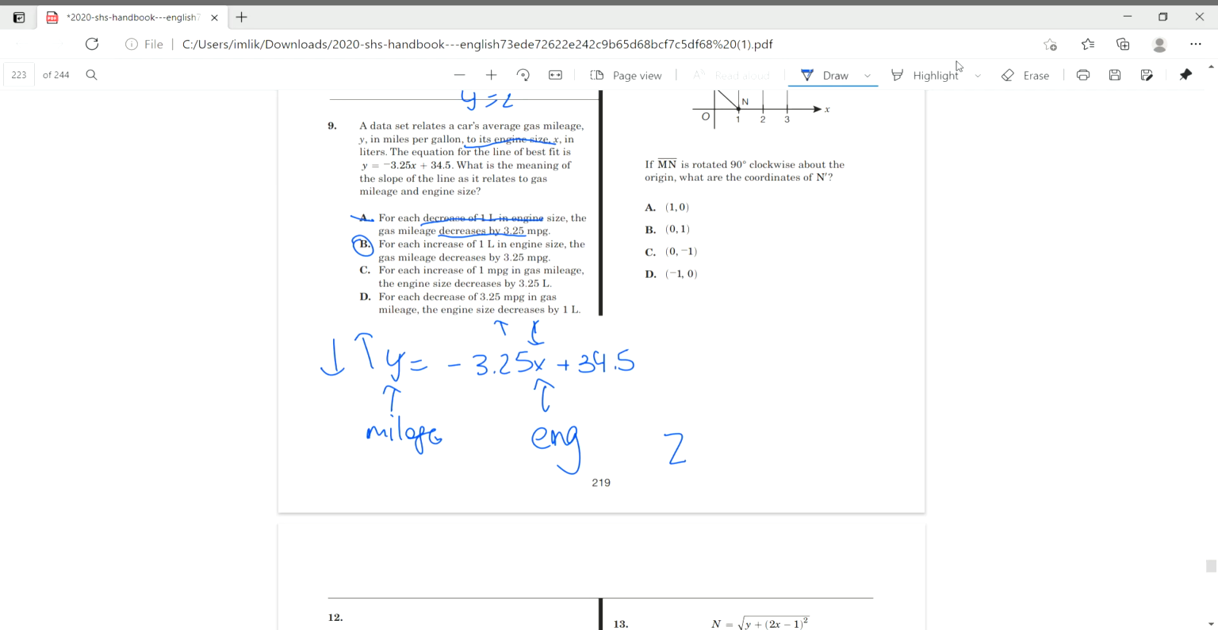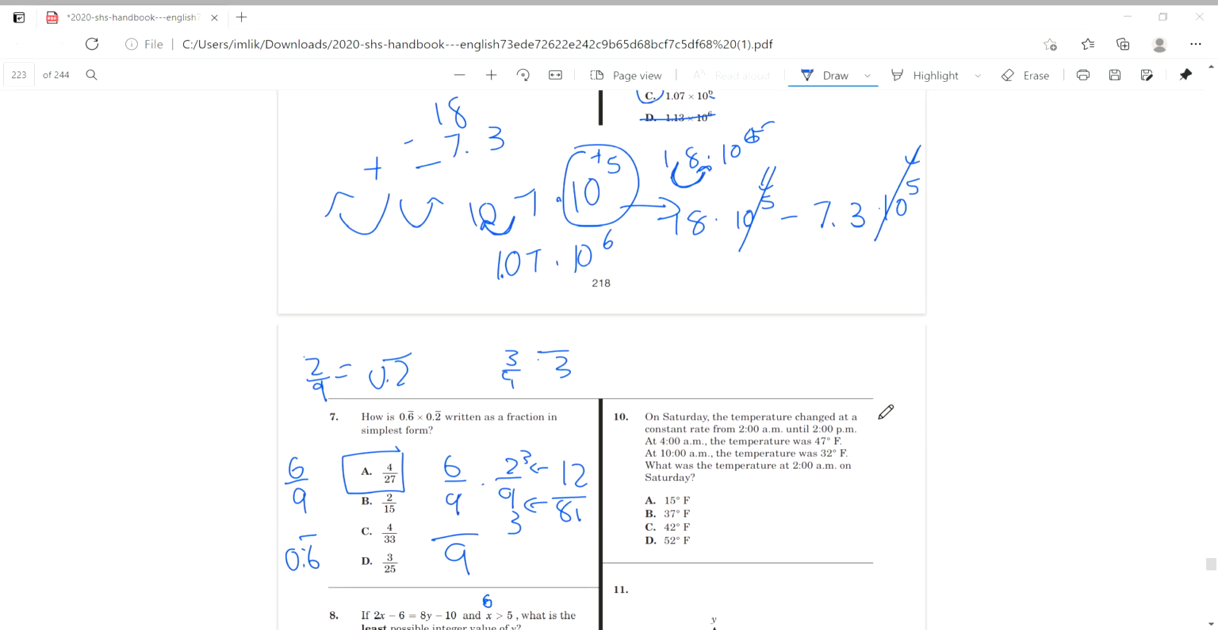And then right here, for every increase in 1 mile per gallon in gas mileage, the engine size decreases by 1 liter. That's wrong, because y is our mileage. And this one is the same thing, y is our mileage. So for here, just make sure to label, find out where your x and y is, and make a relationship between them and see if it's actually correct or not. See, I almost made a mistake, but I corrected my mistake right here. Always plug in numbers for these.